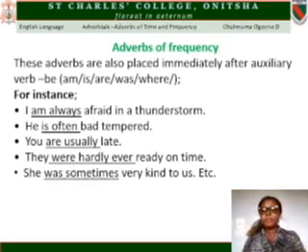For instance, I am always afraid in the thunderstorm. Here, the adverb of frequency always comes immediately after the auxiliary verb be, which is am. He is often bad-tempered. You are usually late. They were hardly ever ready on time. She was sometimes very kind to us, and so on.